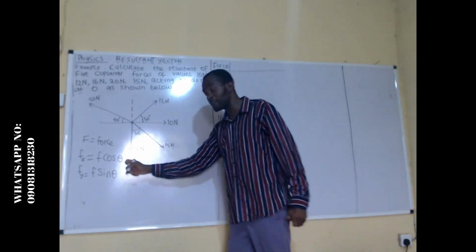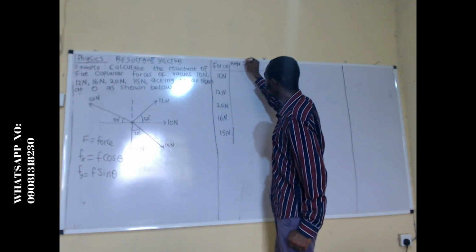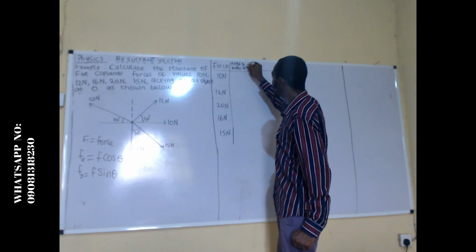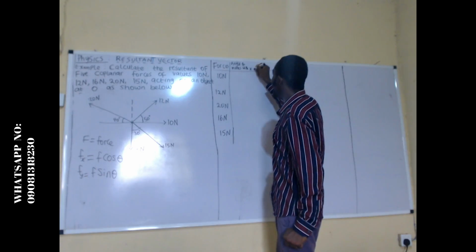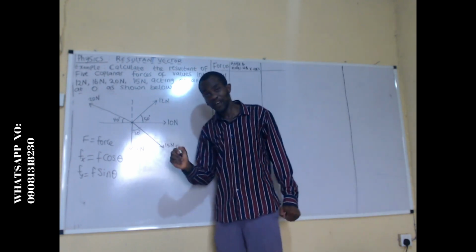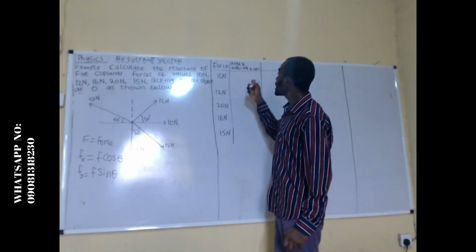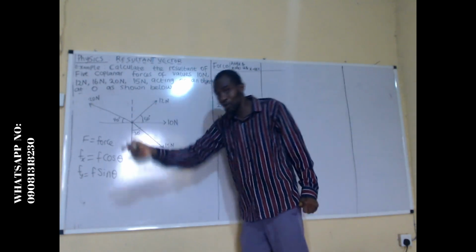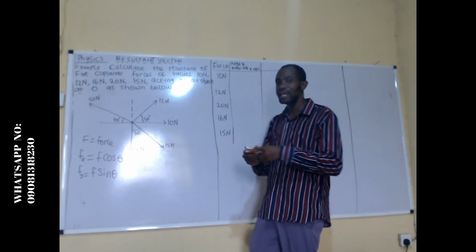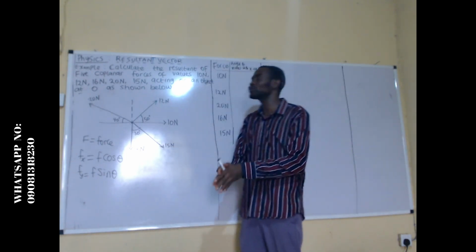Now this theta, the first method we want to use, is that theta is the angle the vector makes with the x axis. So for this first method I want to use, theta is the angle the vector is making with the x-axis, especially the x-axis closest to the vector.